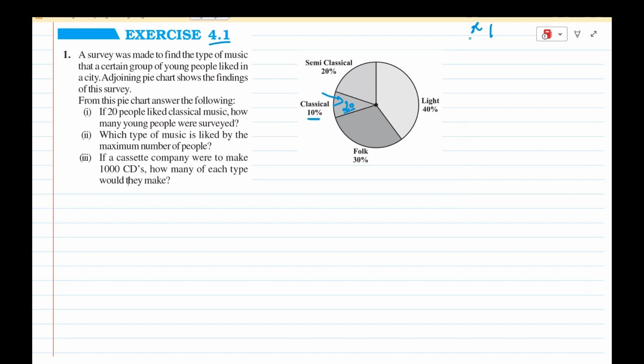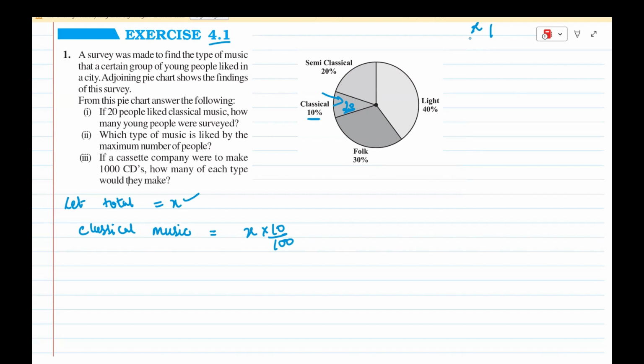So 20 people liked classical music. This is the percentage and this is the number. How many young people were surveyed? We don't know how many total people there were. So let's assume the total young people were X in number, correct? Now, 20 people liked classical music. These are the total population, and out of these, 10% like classical music. So how many people liked classical music? X and 10% of it.